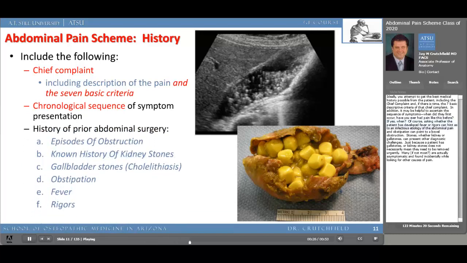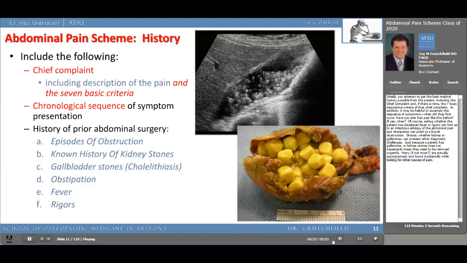Stones, whether kidney stones or gallstones, can present other diagnostic challenges. Just because a patient has gallstones or kidney stones does not necessarily mean they need to be removed urgently. Many, if not most, are actually asymptomatic and found incidentally while looking for other causes of pain. It's easy to forget to ask these questions, especially if the patient is in extremis, but they could be important.